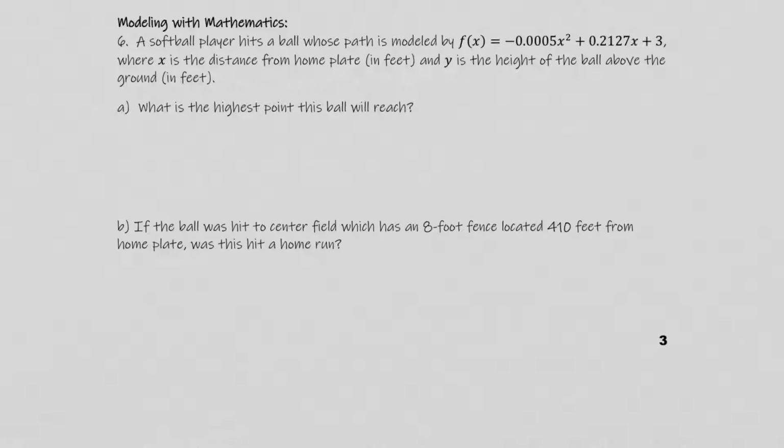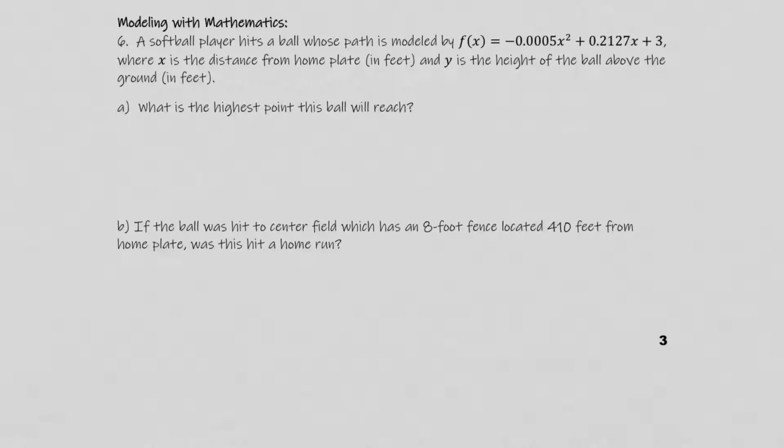A softball player hits a ball whose path is modeled by the function f of x equals negative 0.0005x squared plus 0.2127x plus 3. X is the distance from home plate in feet, and y is the height of the ball above the ground in feet. So what is the highest point this ball reaches?